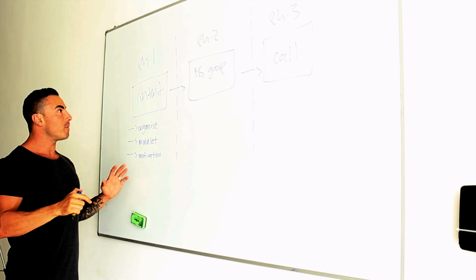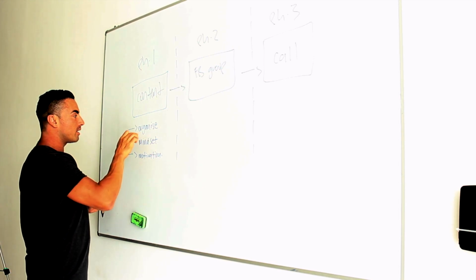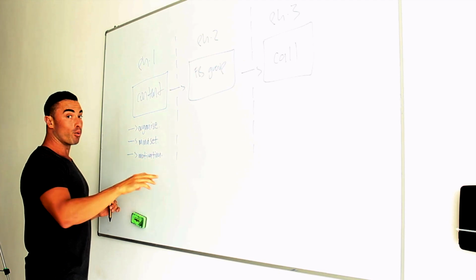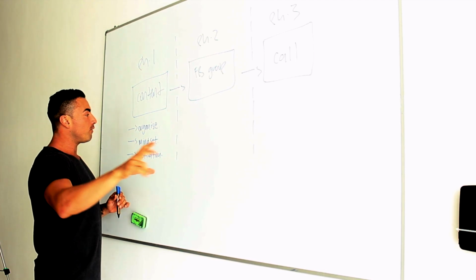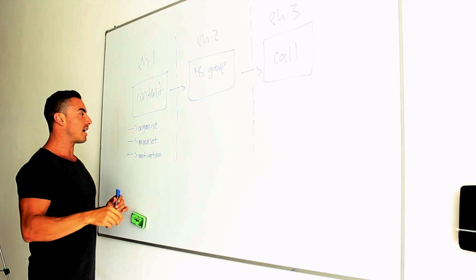Okay, now what we want to be able to do is produce content that talks exactly to these main problems. So what you need to be able to do is figure out what are the 3 key problems that your market's having right now.